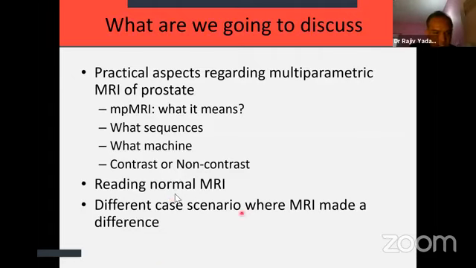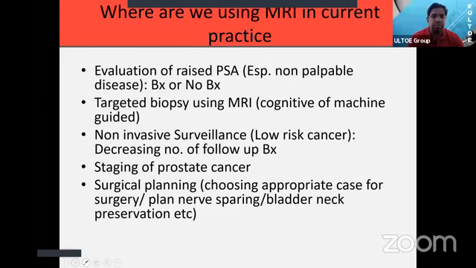How do we move to the next slide? Yeah, we can see it.